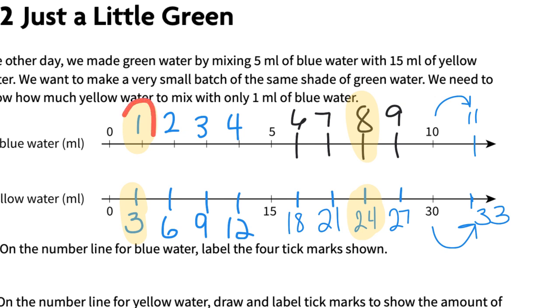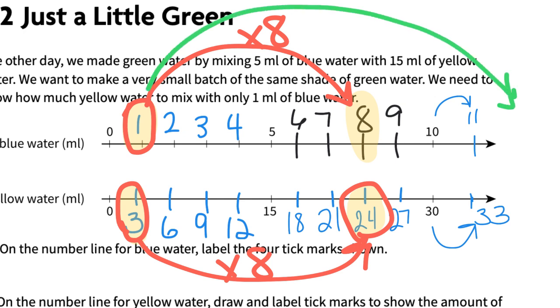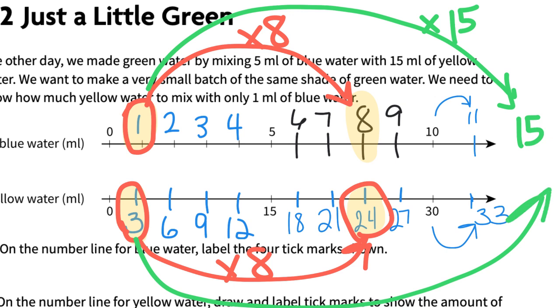For example, to go from 1 to 8, we multiply by 8, which means to go from 3 to this number, 24, we're multiplying by 8. So if I wanted, let's do it in green, to multiply by, I don't know, 15, that would give me 15 mLs for blue. And what am I going to do down here? I'm going to multiply by 15, and that's going to give me 45 mLs for the yellow.